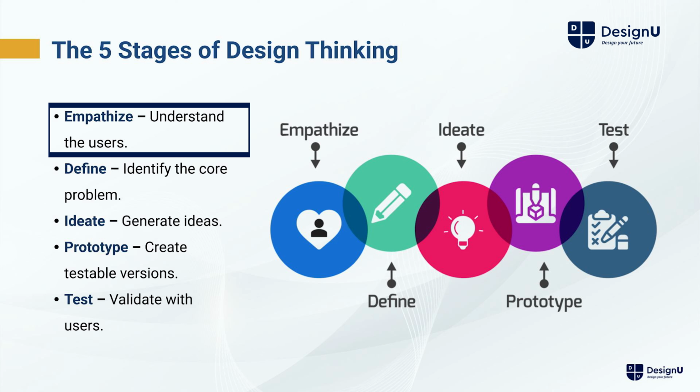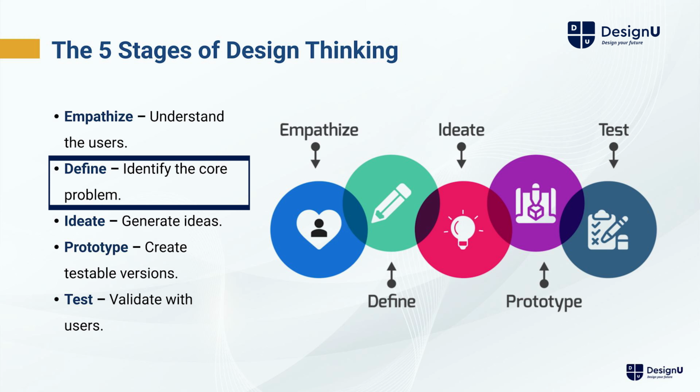So, what are the 5 stages of design thinking? First thing you have to do is empathize, which is put yourself in the position of the user. What are their issues? What are they facing? What are they going through? How are they solving this problem as we speak? Then you define the problem you're trying to solve. You identify the core problem. You identify what exactly it is that you're trying to solve.